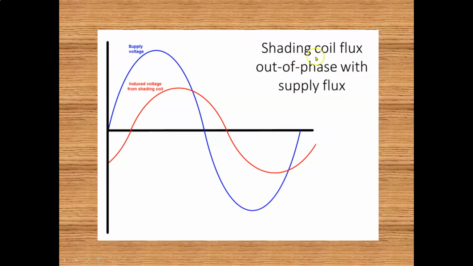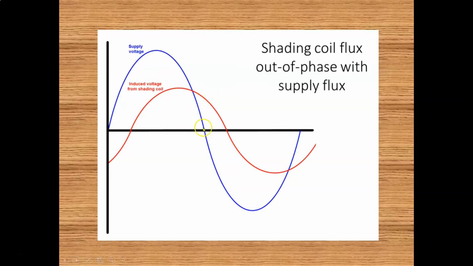All right, we have shading coil flux out of phase with the supply flux. Okay, so we have our supply voltage here. This might explain a little bit better for you. Our supply voltage is increasing, so this is voltage here, and this is time. As my supply voltage increases, I'm going to start to induce a voltage from the shading coil based on that magnetic field. So that shading coil is being cut through by the magnetic field, and I'm starting to drop the voltage here, but the shading coil is just lagging behind it a little bit.